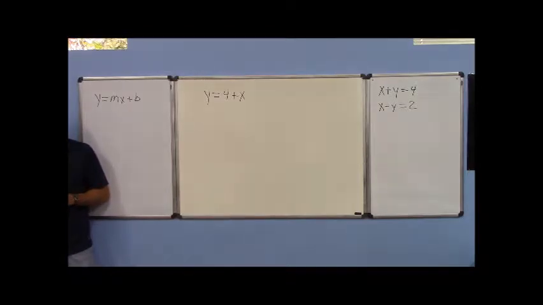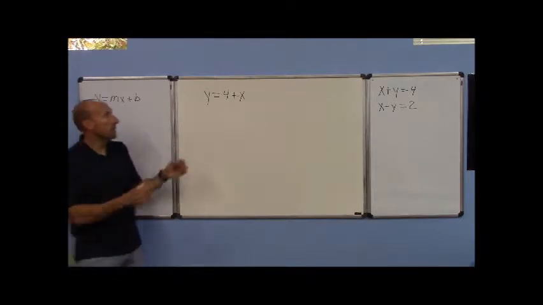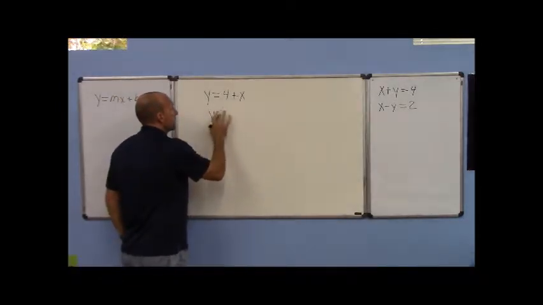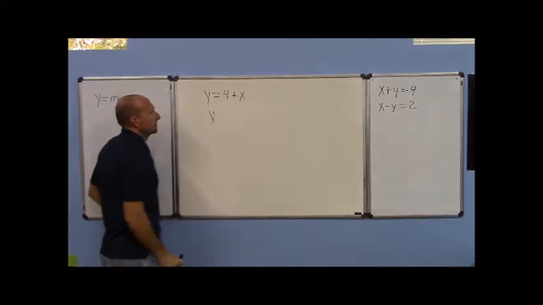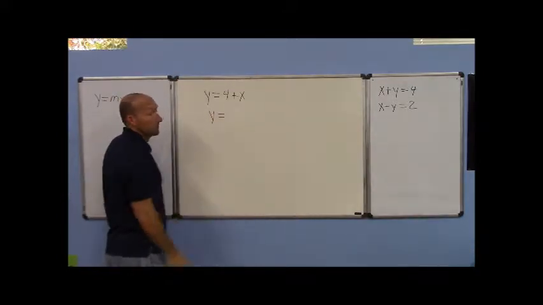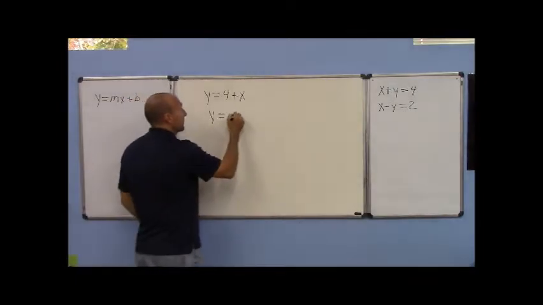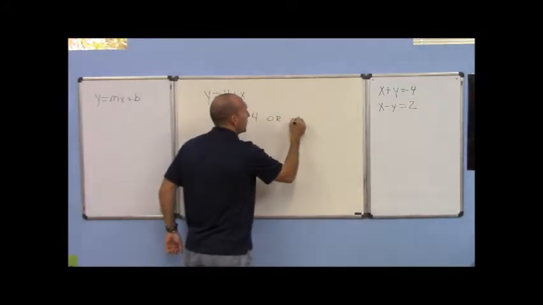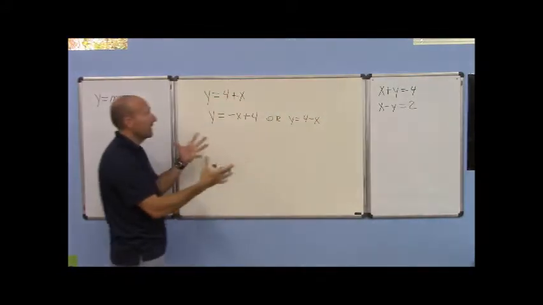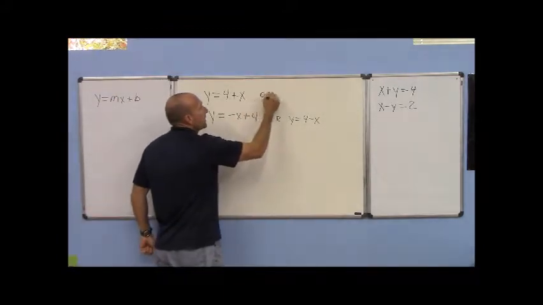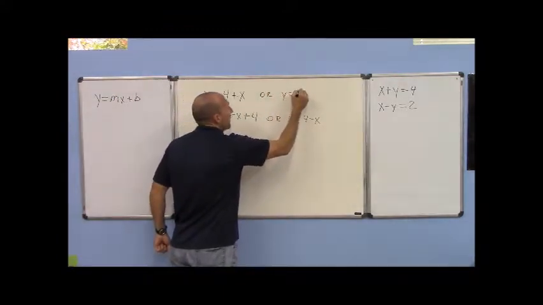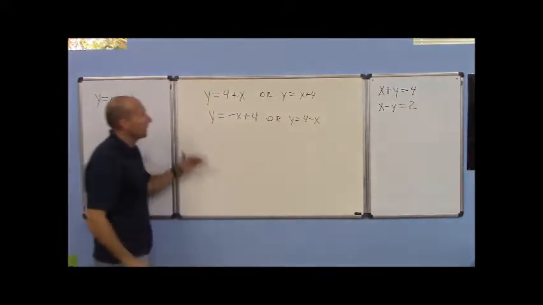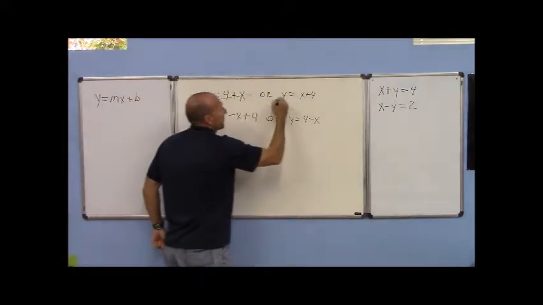I saw two people shake their head no. What's wrong about that? Should it be x plus 4? It can be. But wouldn't it be negative? What's negative? Very good. The x minus x plus 4. Okay? Or you can write it y equals 4 minus x. That doesn't matter. Okay? Just like this could be y equals x plus 4. It doesn't matter. But this is incorrect.